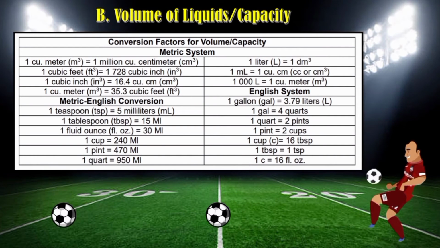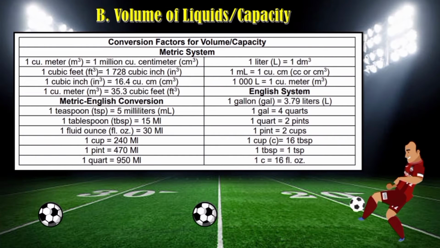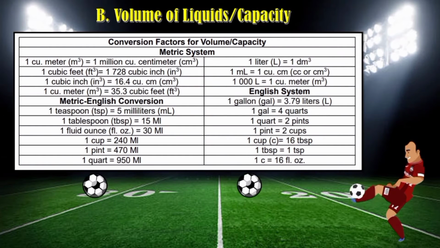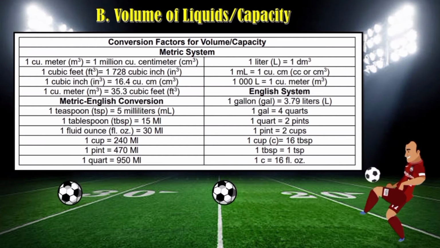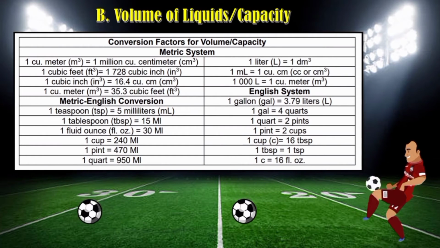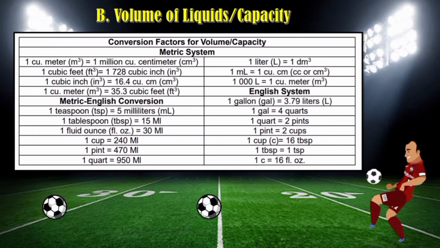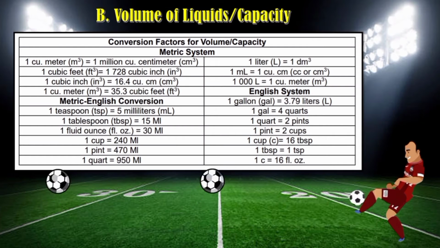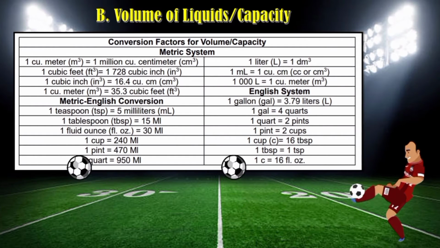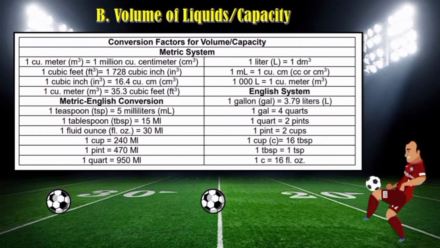We also have 1 liter is equivalent to 1 cubic decimeter. 1 ml is equivalent to 1 cubic centimeter. 1,000 liters is equivalent to 1 cubic meter. Now let's proceed to the English system. 1 gallon is equivalent to 3.79 liters. 1 gallon is also equivalent to 4 quarts.